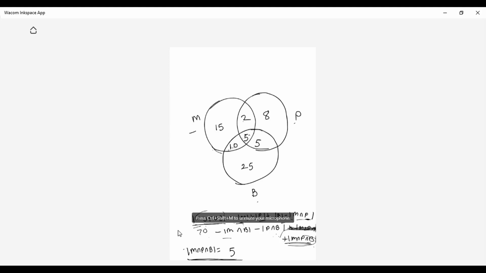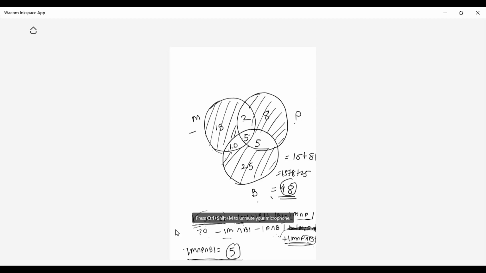Now the second question they have asked is to find the number of students studying exactly one of the three subjects. Exactly one of the three subjects means this portion, this portion, and this portion, students, right? So in order to get exactly one subject, we will combine all these values: 15 plus 8 plus 25, which is equal to 48. So the first answer is 5 and the second answer is 48. I hope everyone has got this.